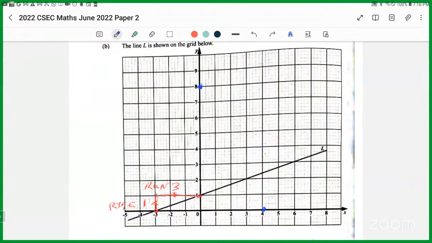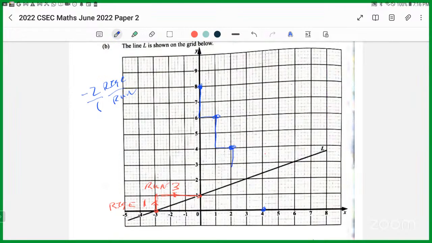But we could also draw the graph using the gradient. What was the gradient of this line again? Minus 2. Minus 2 is the same as minus 2 over 1. This means rise minus 2, run 1 to go from point to point. So starting here, rise minus 2, run 1. When the rise is negative, it means you go down 2, run 1 to here. Down 2 again, run 1 to here.